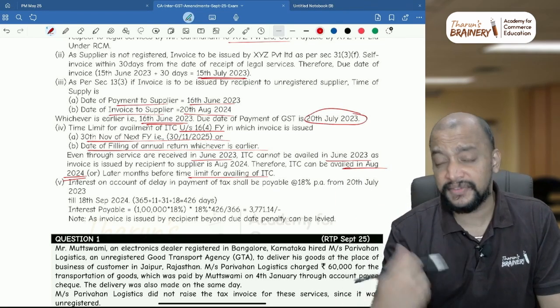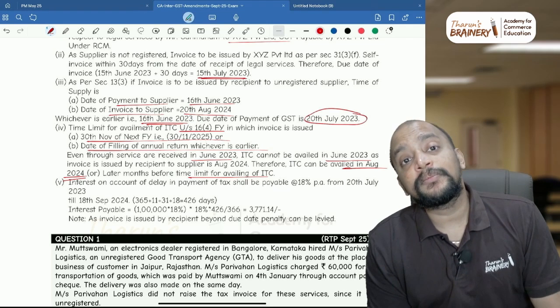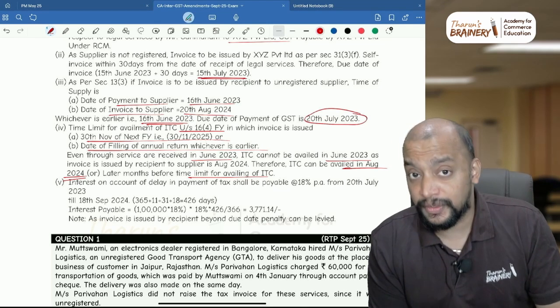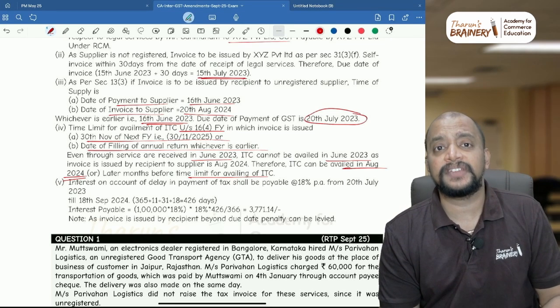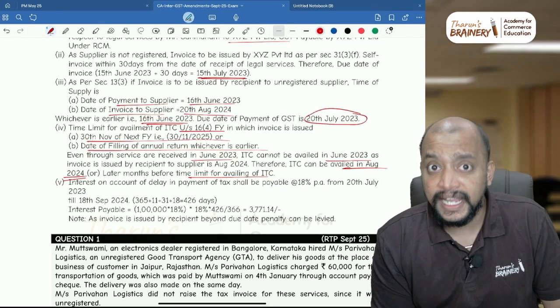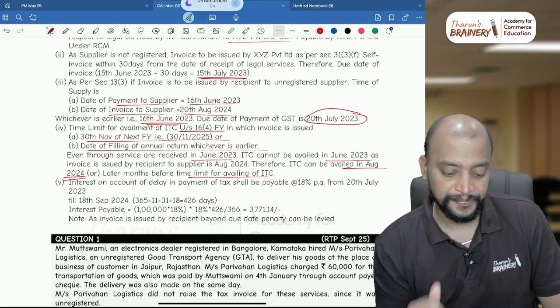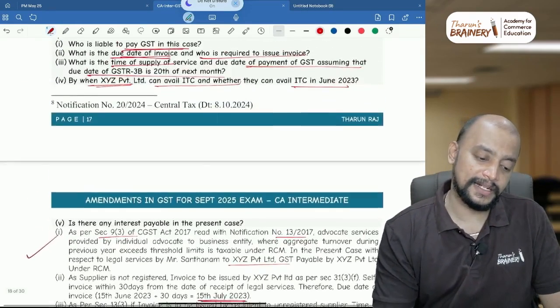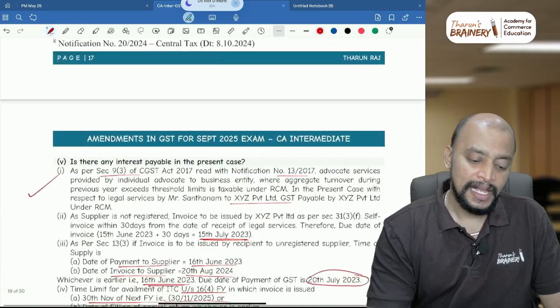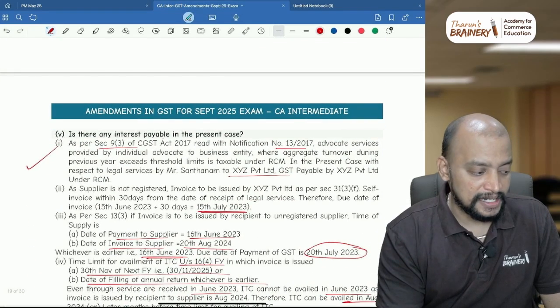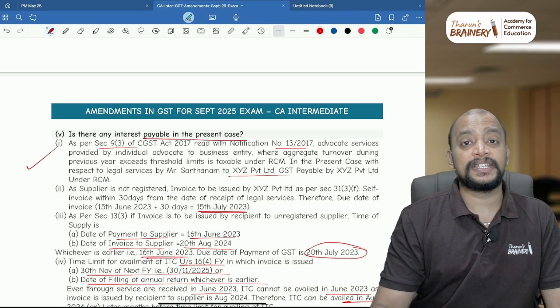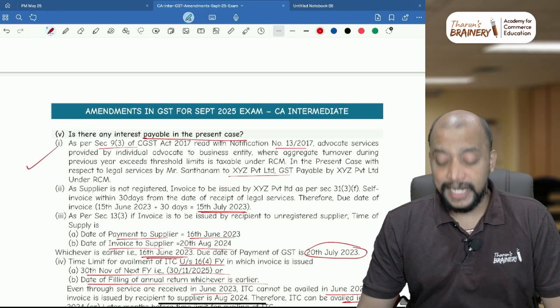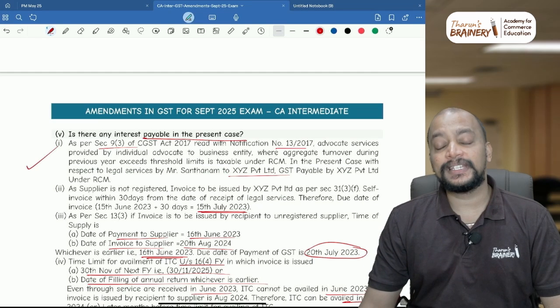Minimum time limit, maximum time limit. Minimum time limit is as and when they gave the self invoice. Maximum time limit will be the regular time limit, that is 30th November of succeeding financial year or date of filing of return, whichever is earlier. Next, the last part of the question. Is there any interest payable in the present case? What is your answer?